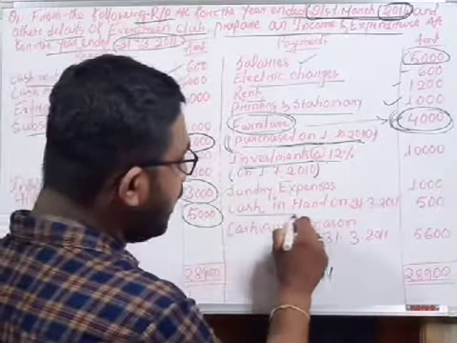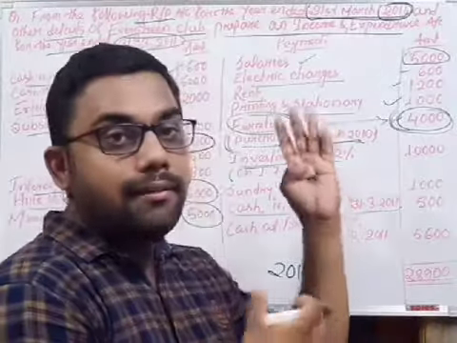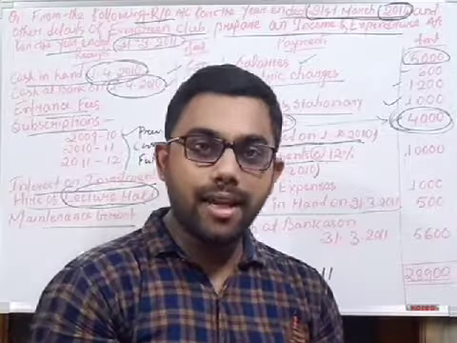Next, cash in hand as on 31st March 2011. That means after giving all the entries regarding receipts and payments, it is closed by the closing balance of cash in hand and cash at bank.